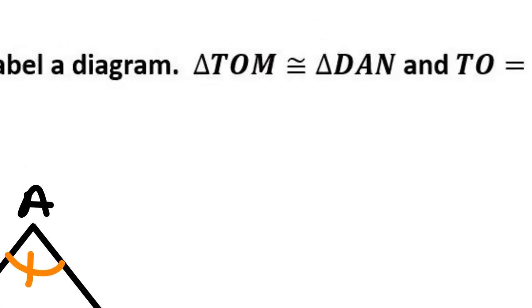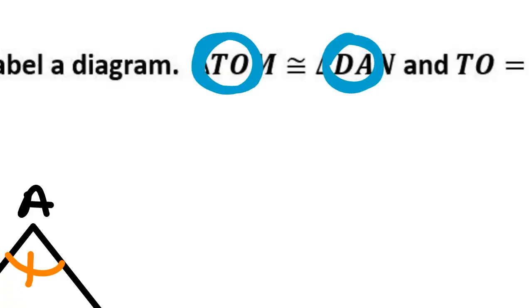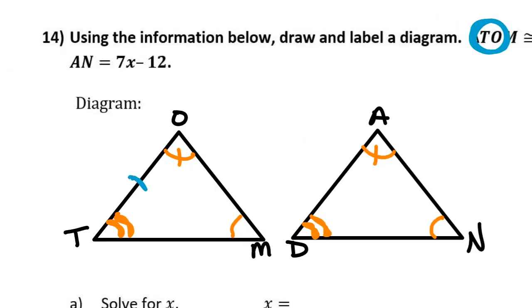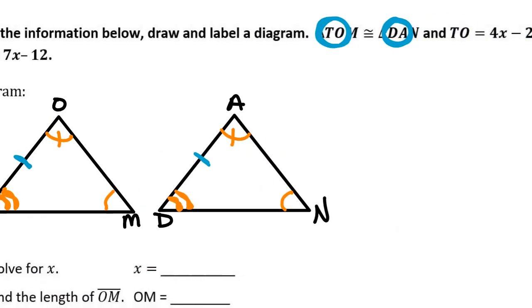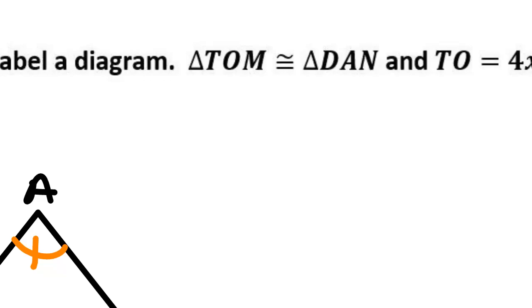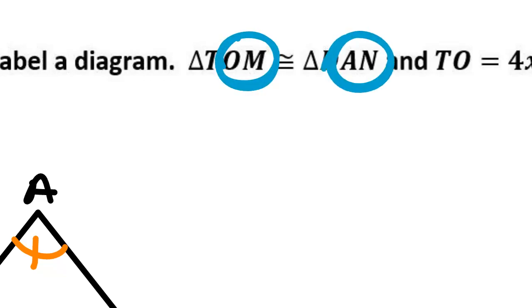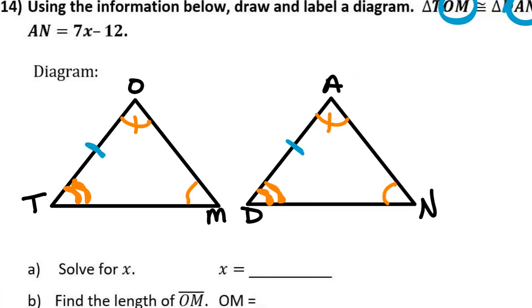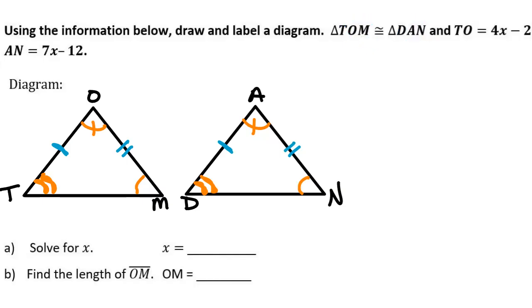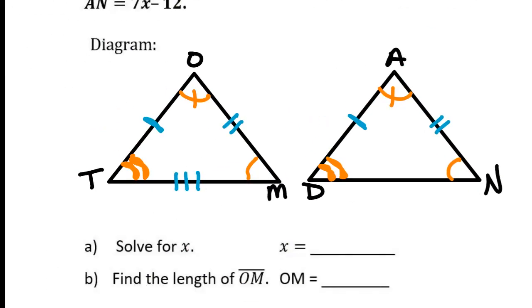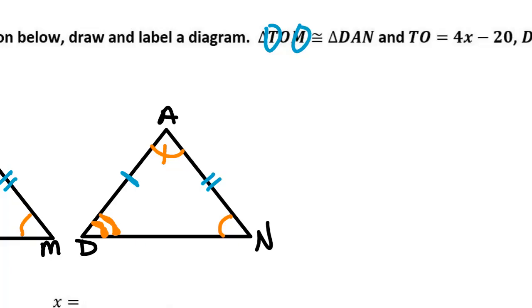Then we mark our sides. So now I'm not just looking at 1 letter at a time, I'm looking at 2. T-O, D-A. So T-O is congruent to D-A. Then I do middle and last letter. O-M is congruent to A-N. And then we mark our third pair of congruent sides. That would be T-M, first and last letter, and D-N, first and last letter.